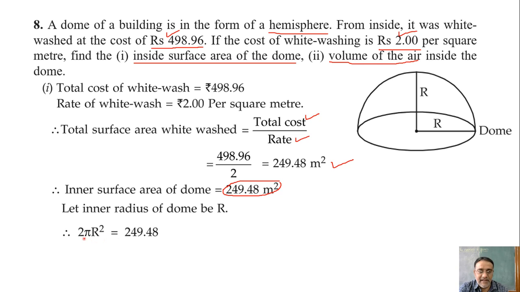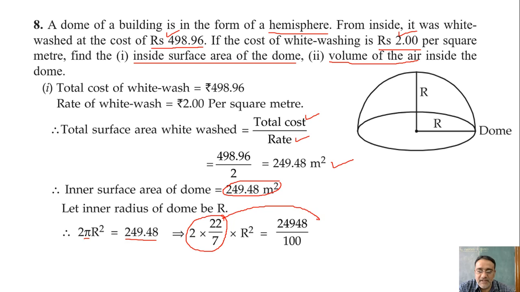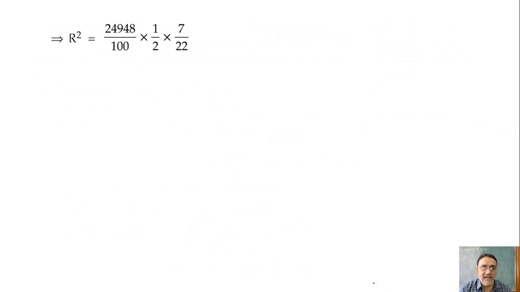So substitute the value of pi. Pi is 22 by 7, and this we can write as 24,948 upon 100. Now shift both of these to the right hand side. So now we are going to shift this to this side. When we shift here, what do we have to do? We have to take the reciprocal. So 2 will become 1 by 2 and 22 by 7 will become 7 by 22. I am carrying this forward here. Now we have to divide.